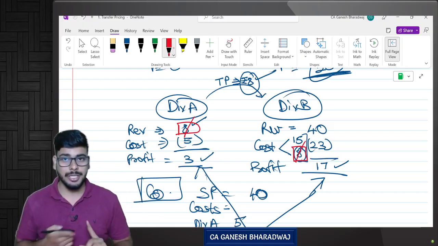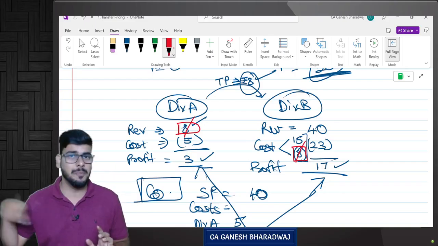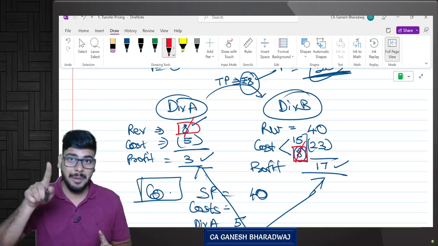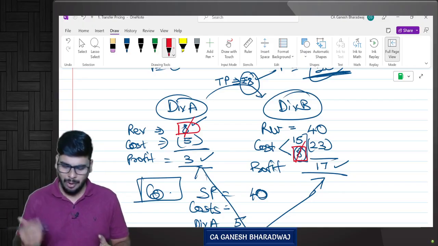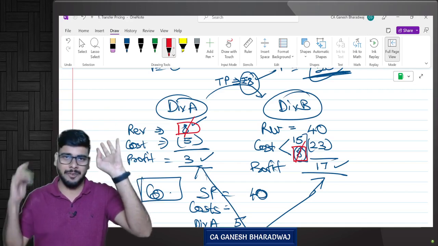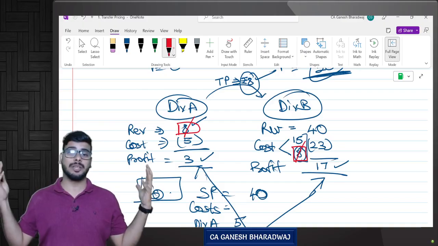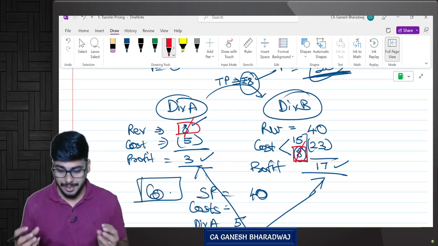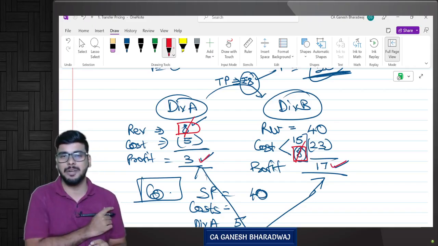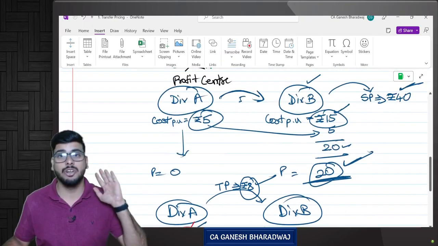So we learned two things. Number one, transfer price does not impact your overall profitability. However, it impacts what? Division-wise profitability. How? Simple. What is revenue for the supplying department is a cost for the receiving department. It gets knocked off in total. That's why for the company as a whole, it makes no difference, but it makes a difference only for division-wise profitability. Are you clear with this? This is a very important learning that we saw here.